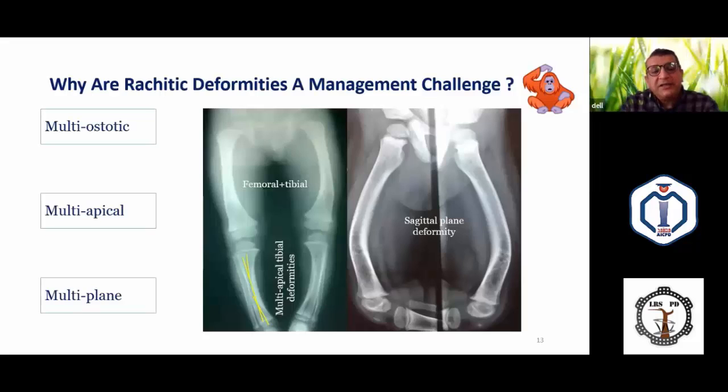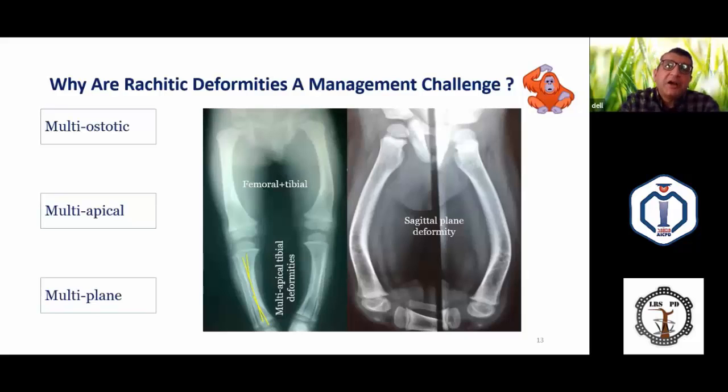Another point is that these rachitic deformities can be multi-apical. If they are tibial or femoral deformities, you might find more than one apex in the same bone. You can see with the yellow lines, this tibia has two apices. Generally speaking, if you look in detail you can find more, but you generally have two major apices.